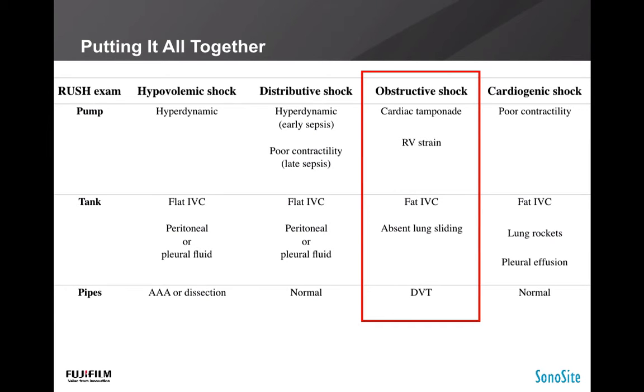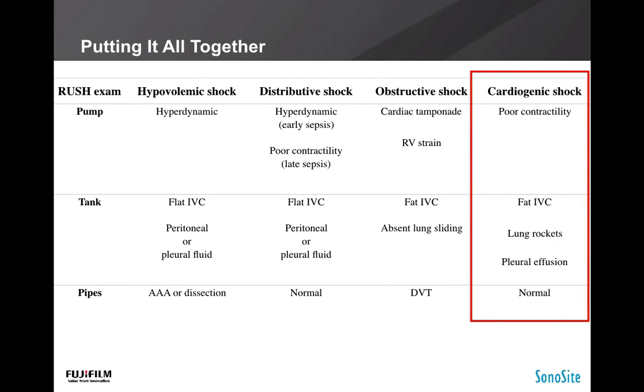In obstructive shock, our tank is full, so we see a fat IVC. And here our pump exam seeks to look for cardiac tamponade or right ventricular strain. Scanning the lungs, we look for absent lung sliding, which is a sign of pneumothorax, and we can examine the lower extremities for DVT.